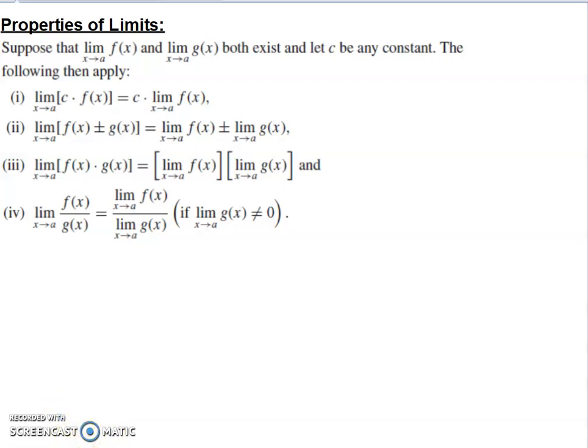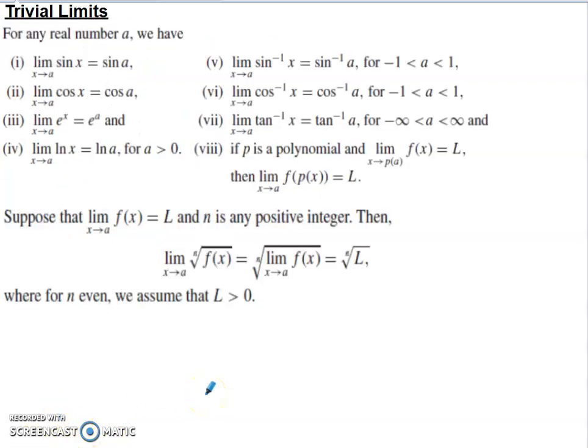Now this next screen has a bunch of what I would consider trivial limits. All of the functions that you see on this screen: sine of x, cosine of x, e to the x. Think about the graphs of sine of x, cosine of x, e to the x. You don't have any jumps in those graphs. You don't have any holes in those graphs. You don't have any asymptotes in those graphs. So all we have to do to find those limits is evaluate at the value x is approaching, kind of like we did with that piecewise limit a few minutes ago, and get our answer.